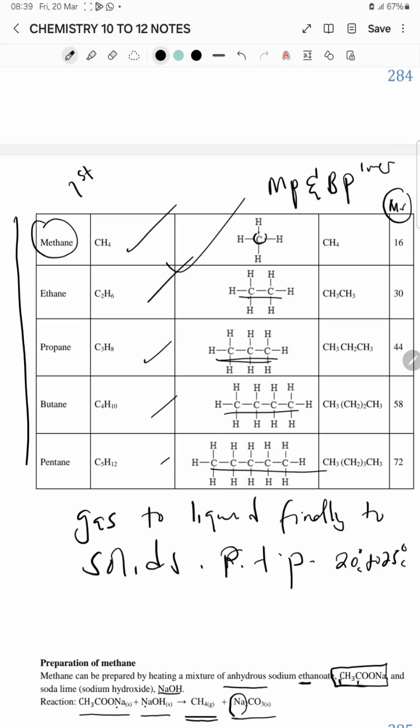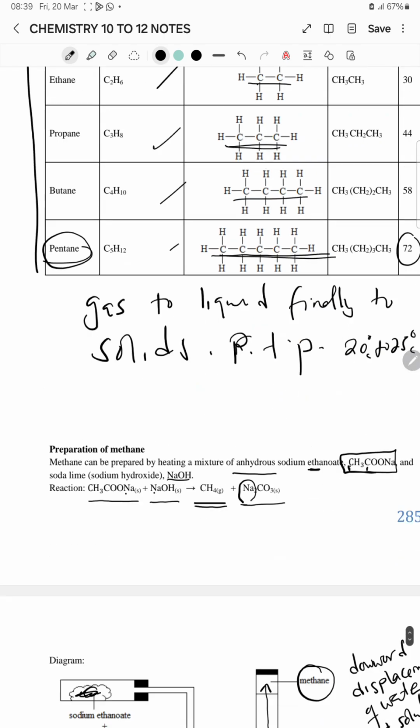Using this table, which one will have the highest melting and boiling point? The obvious answer is pentane. Why? Because the carbon chain is longer compared to methane, and also the relative molecular mass for methane is lower than the one for pentane.